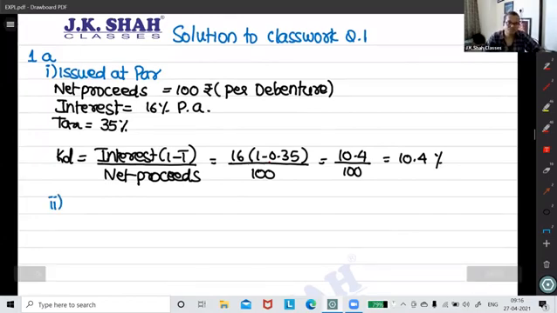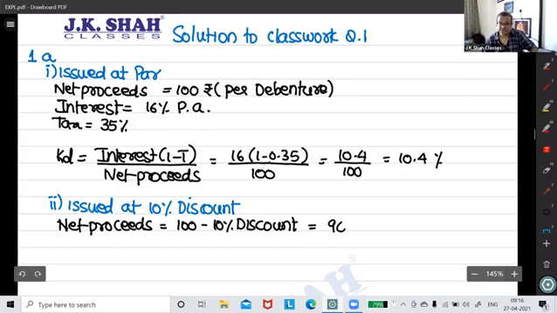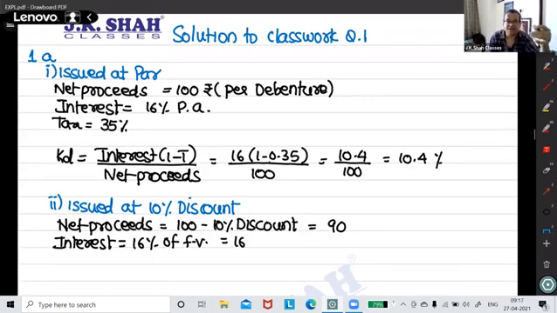Second part, issued at 10% discount. So now what is going to happen? Net proceeds are going to change. Net proceeds will be 100 minus 10% discount, that means 90 rupees. So now you are getting only 90 rupees. Will interest change? No. Interest is always 16% of face value. I hope you know this. You understand this? Though you reduce the net proceeds, interest you have to always pay on what? On face value only, correct?